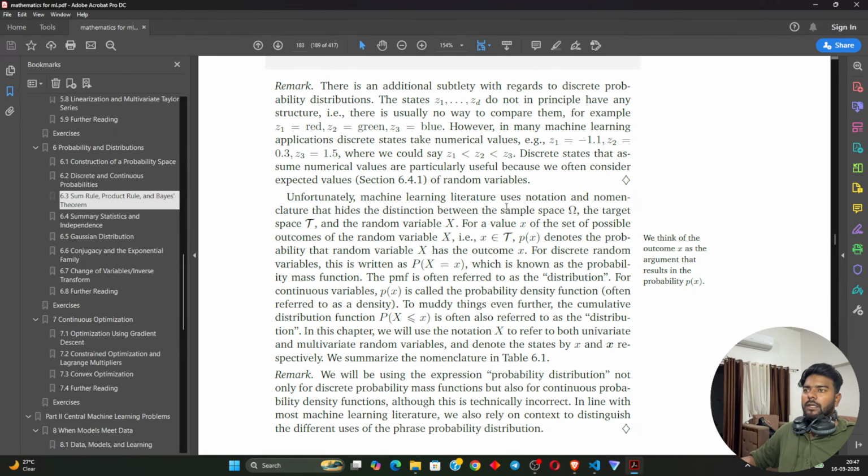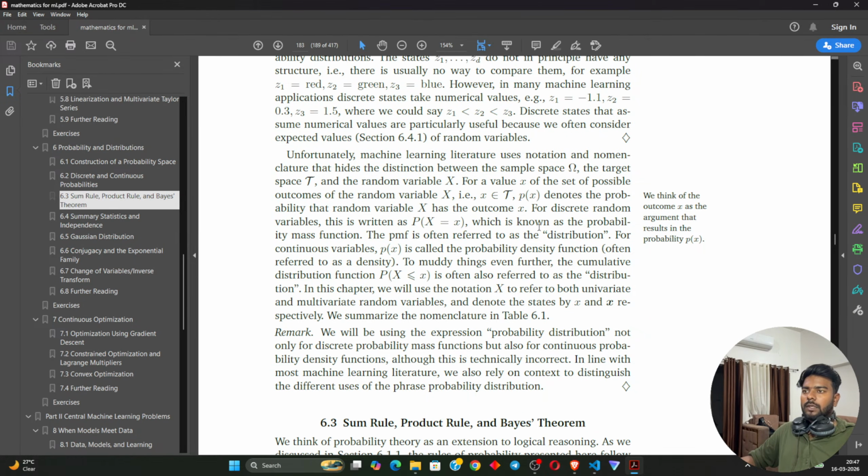Unfortunately, machine learning literature uses notation and nomenclature that hides the distinction between the sample space omega, the target space T, and the random variable X. For a value x of the set of possible outcomes of the random variable X, x is an element of T, p(x) denotes the probability that random variable X has the outcome x. For a discrete random variable, this is written as P(X = x), which is known as the probability mass function.